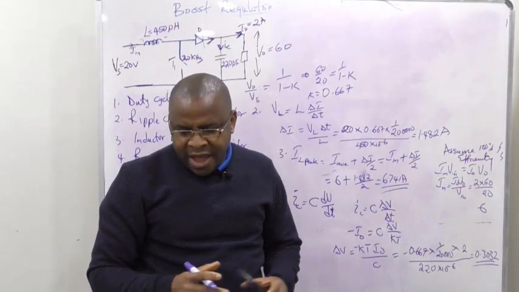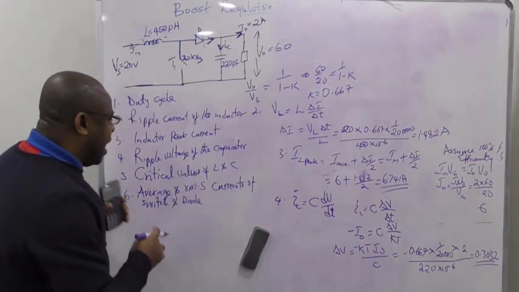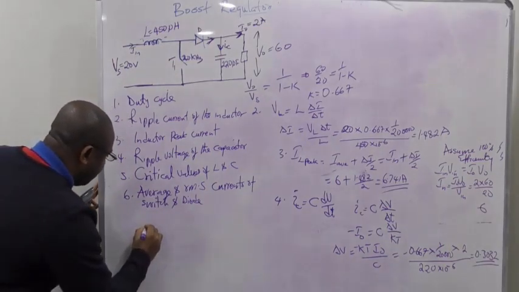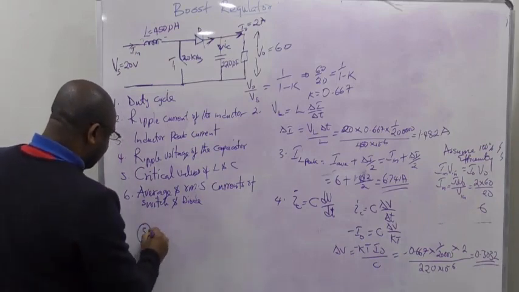Now, the next thing is just to calculate the critical values of the capacitor. Okay. And remember what we said about critical values? Okay, so now let's start again. So now critical value, we are here at number 5. So let's look at critical value, number 5.